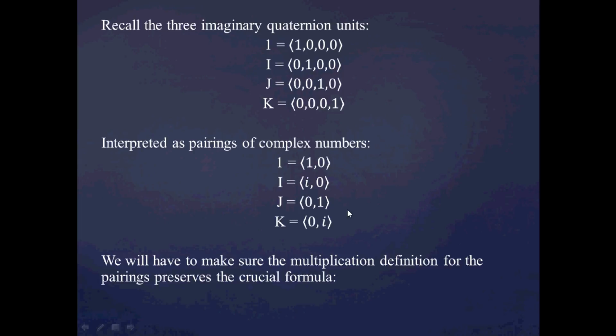But what we have to make sure is that the multiplication definition for the pairings preserves the following formula, which is what sets up quaternionic algebra: i squared, j squared, k squared, and ijk are all equal to the negative of the multiplicative identity. Let's now formalize what we've been talking about.